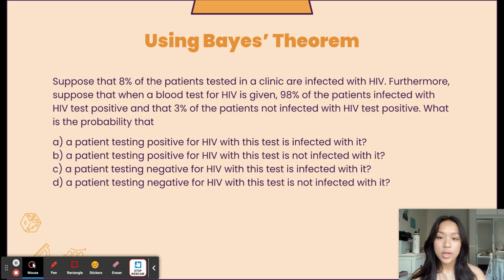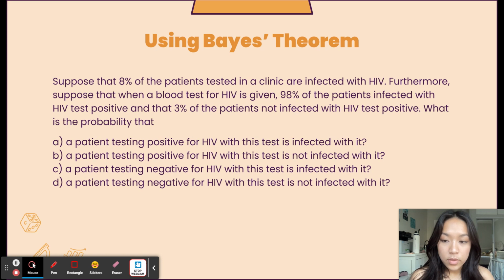So now that we have the equation, we can use it in real life situations. So here's one of the examples that we have. Suppose that 8% of the patients tested in a clinic are infected with HIV. Furthermore, suppose that when a blood test for HIV is given, 98% of the patients infected with HIV test positive, and that 3% of the patients not infected with HIV test positive. What is the probability that?